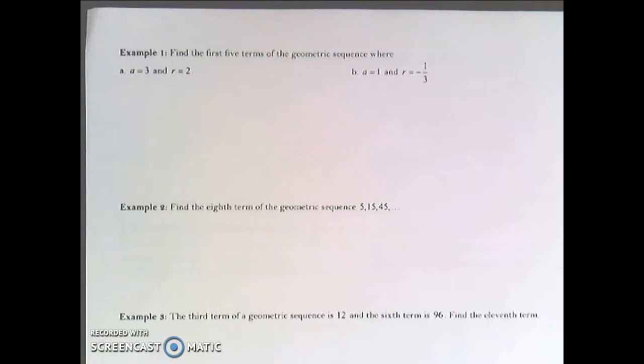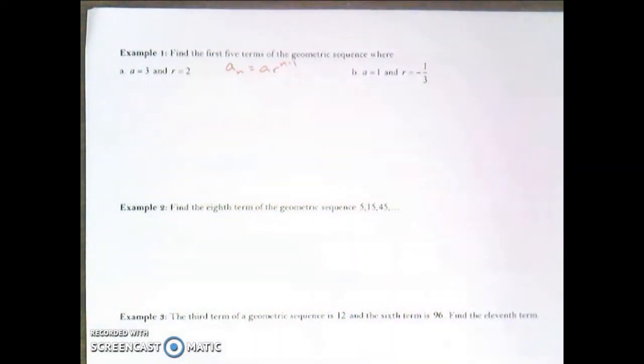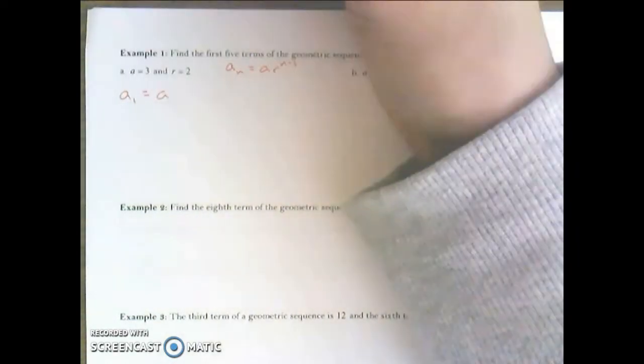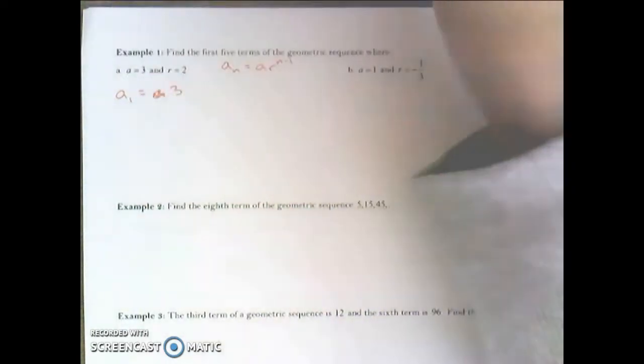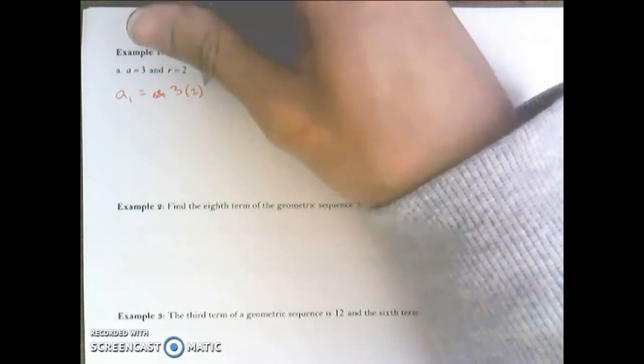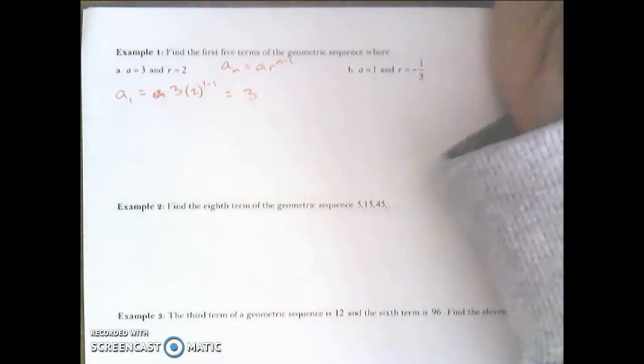Example 1. Find the first 5 terms of the geometric sequence where a equals 3 and r equals 2. So here, again, we've got the general form a_n equals a times r to the n minus 1. Plugging in, the first term, a1, is going to be a, which is 3 times r, which is 2, to the n minus 1, so 1 minus 1, or to the 0. And that's just 1. So we have 3 times 1 is 3.